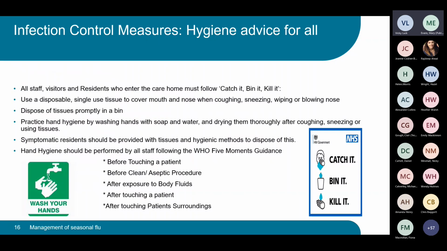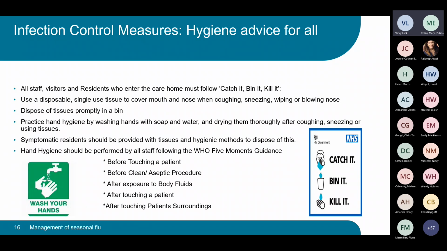So just a little bit about infection control. This really is your general bread and butter advice that we'd be expecting to be provided to your settings. This will be the primary intervention that will prevent the spread of any respiratory or flu-like infections. So recommending that all staff and visitors who enter the care home must follow the general principles of catch it, bin it, kill it. There's lots of literature available online and posters. We can provide posters, and they're available in all the online resources as well.